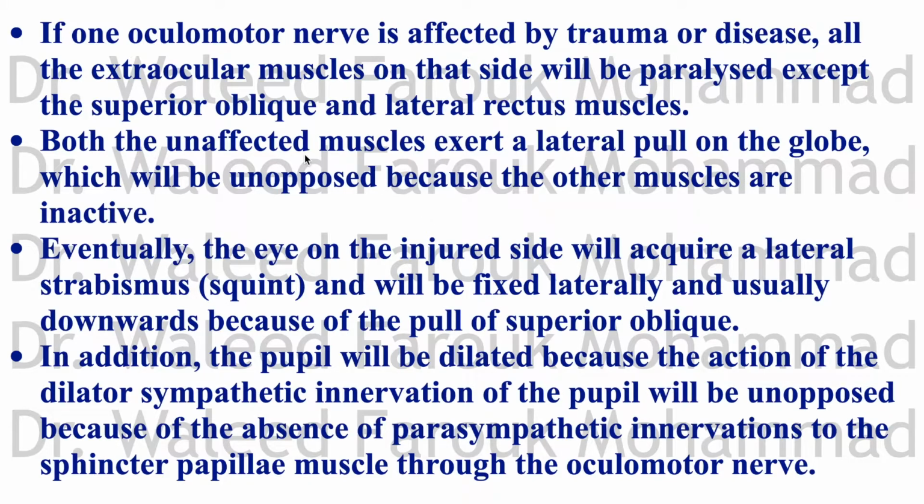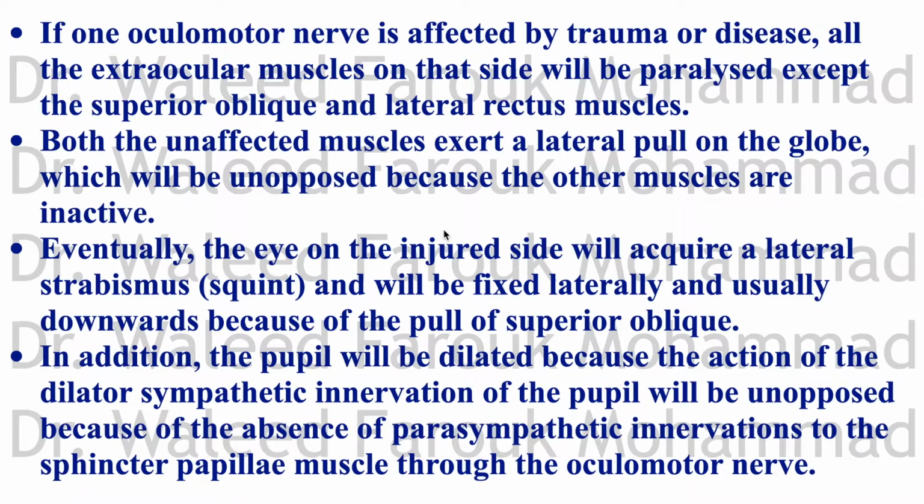Because the lateral rectus and superior oblique exert a lateral pull on the globe or eyeball, with a paralyzed oculomotor nerve there is a lack of medial pull, so the eye will be pulled laterally by the unopposed action of these two muscles, the superior oblique and the lateral rectus. This is called lateral strabismus or lateral squint, and it will be fixed laterally and usually downwards because of the pull of the superior oblique.